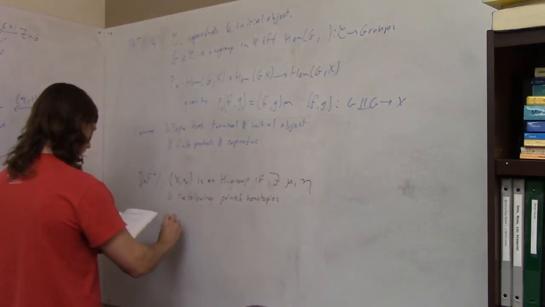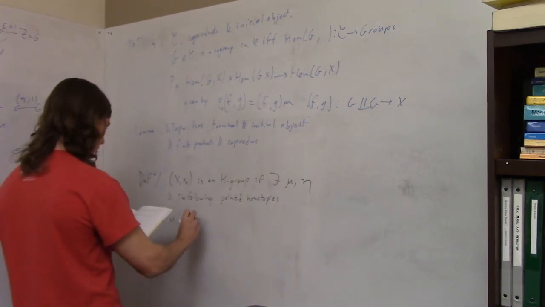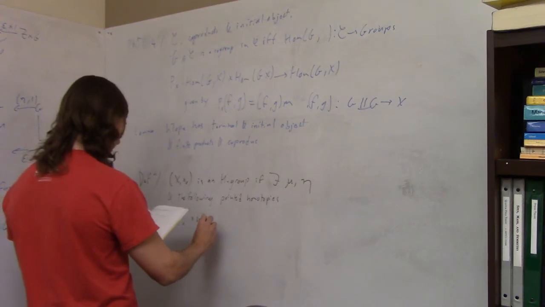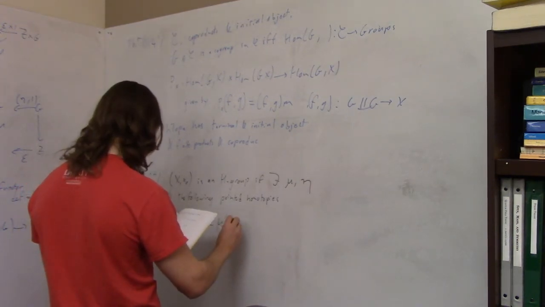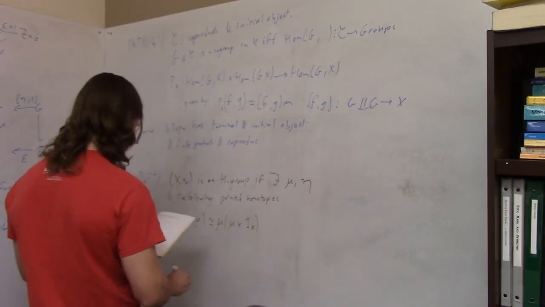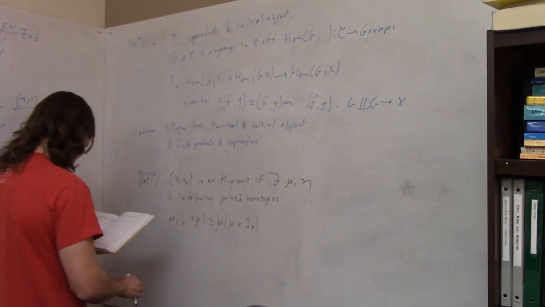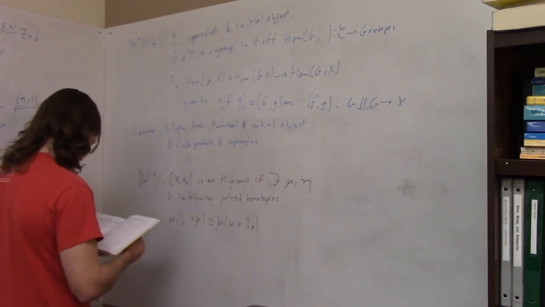So mu of identity cross X, cross the multiplication, is homotopic to the product of multiplication and cross identity, which corresponds with the associativity. Whether you do the product first on one side or the other doesn't change.